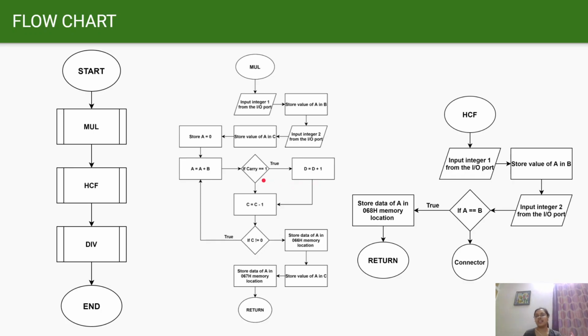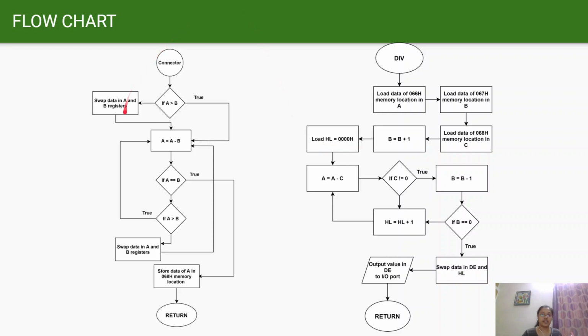Carry becomes equal to 1 when A exceeds the value of FF, or the highest number that an accumulator can hold. So when that happens, then we have to increase D by 1, or basically the most significant digits increase by 1 at that time. So after repeated addition, we store the value of A and D in the memory. Then we have to calculate the HCF. After multiplication is the HCF. So to calculate the HCF, we use exactly the same method that was discussed before. This is the input branch, and this is the repeating recursion branch.